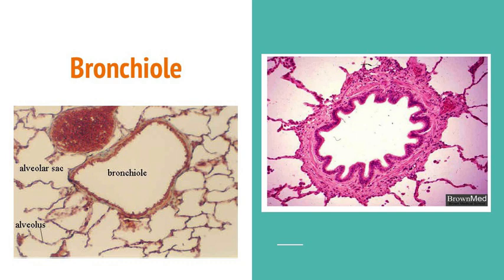Now we have the bronchiole, which is the airway that doesn't have hyaline cartilage and is surrounded by smooth muscle. This has a mucosa with simple cuboidal epithelium and simple columnar epithelium and is identified by the smooth muscle around its structure.